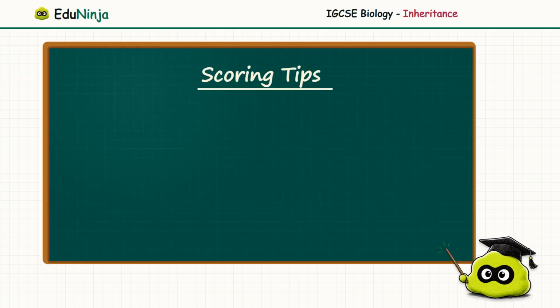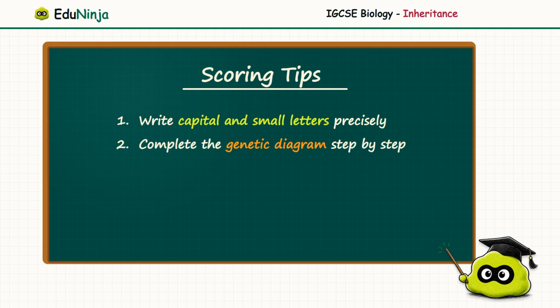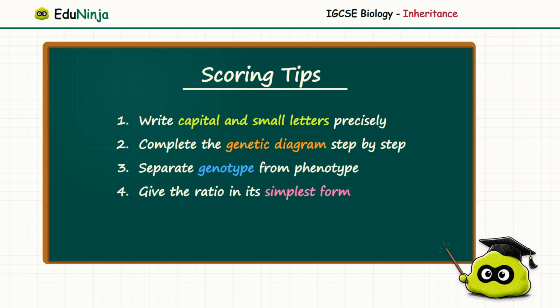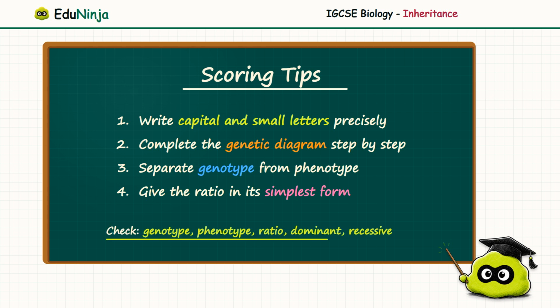Before we finish, keep these scoring habits. 1. Write capital and small letters precisely. 2. Complete the genetic diagram step by step. 3. Separate genotype from phenotype. 4. Give the ratio in its simplest form. And finally, check your genotype, phenotype, ratio, dominant, and recessive terms.